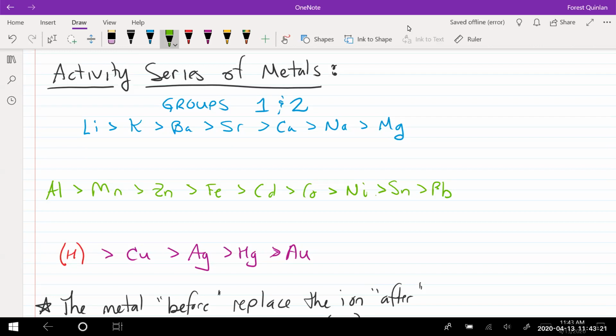Hey, Vince, look at all those green ones. What do we call them? Transition metals.